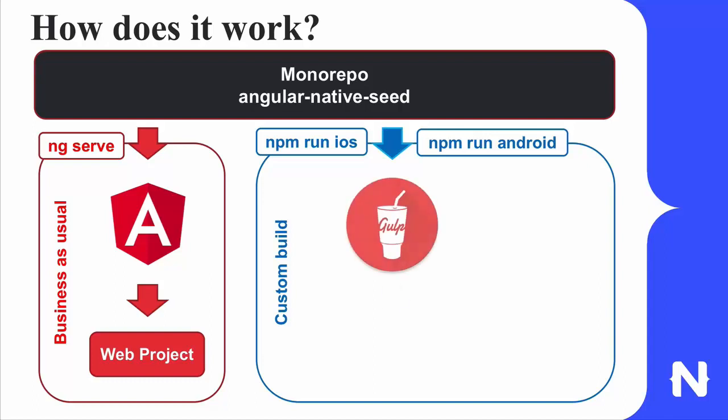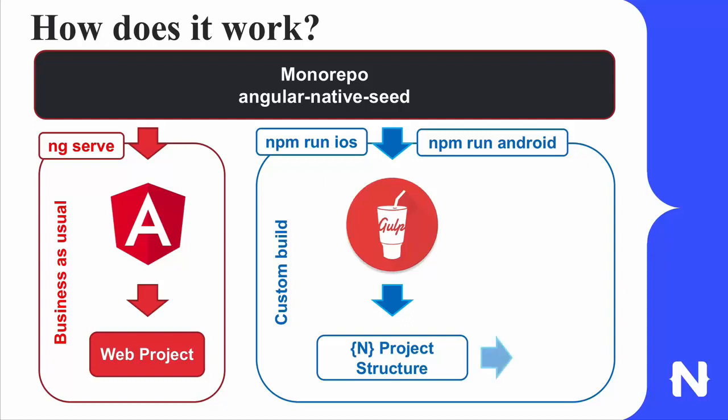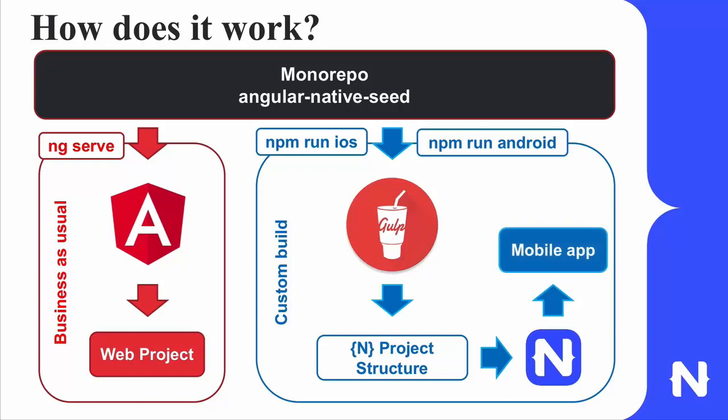The first one is we will run through a gulp process, which will take the source code and extract the shared items as well as the NativeScript specific ones, and recreate a NativeScript type project. And then as a second step, this will run through the NativeScript CLI to build a mobile application for you.